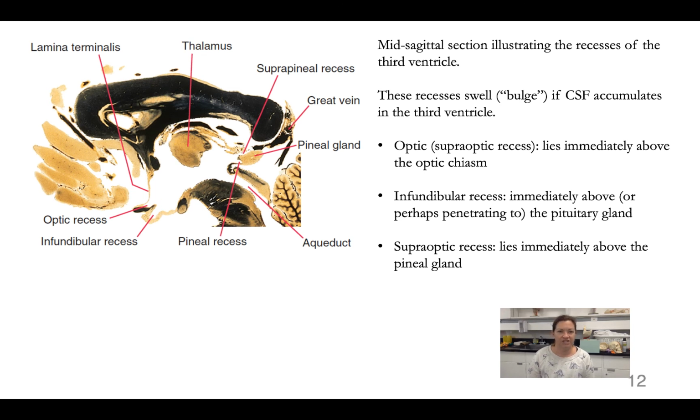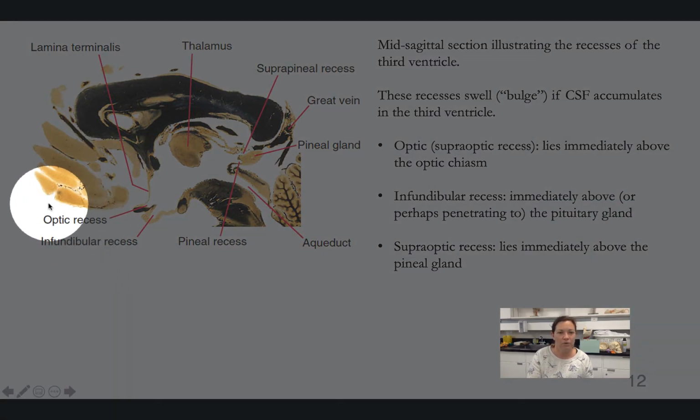This mid-sagittal section is the one I wanted for illustrating the recesses of the third ventricle. And as I said before, these recesses will swell if CSF accumulates in the third ventricle. And so you have an optic or supraoptic recess. Those terms are synonymous because it lies right above the optic chiasm. An infundibular recess, which lies immediately above or sometimes around the pituitary gland.